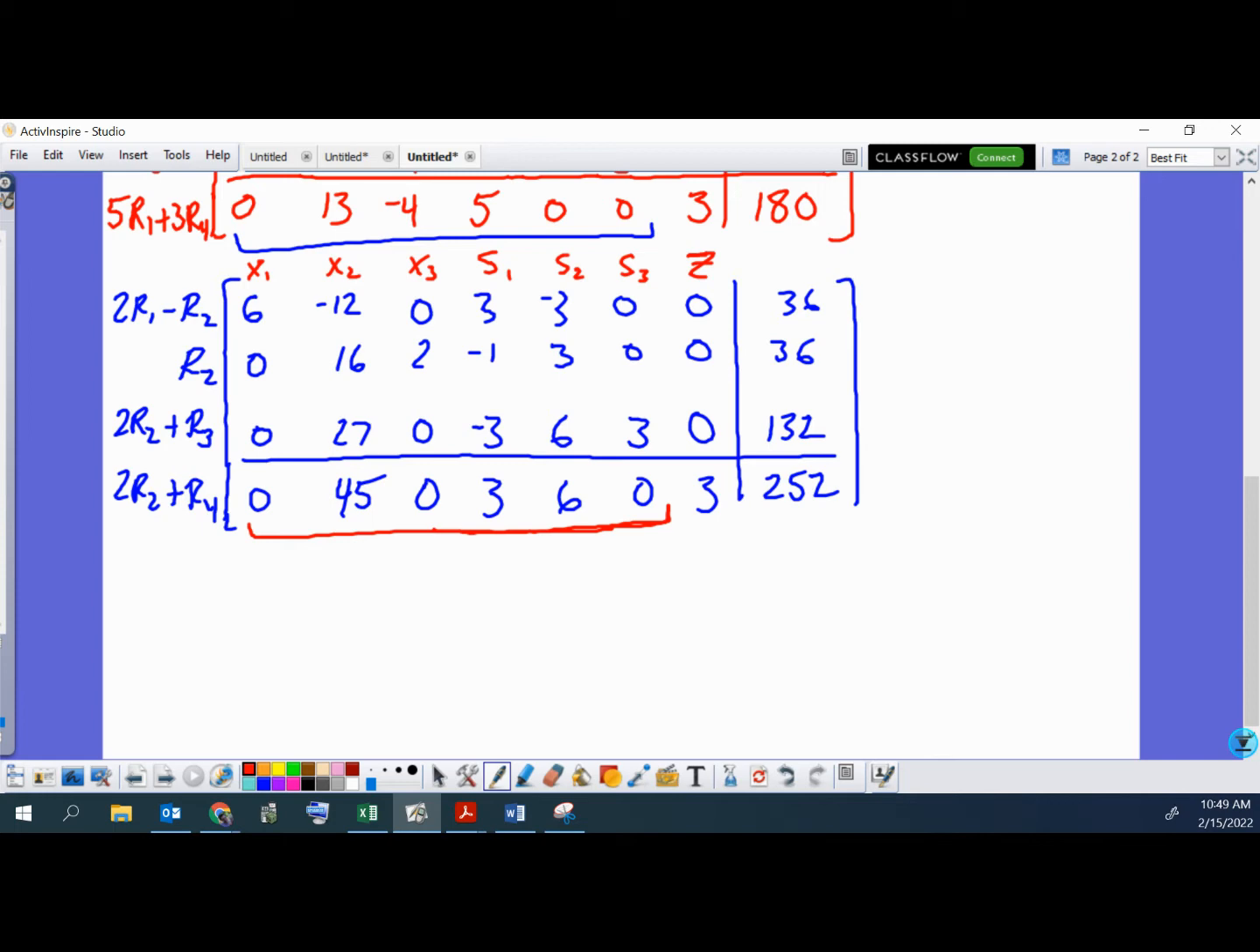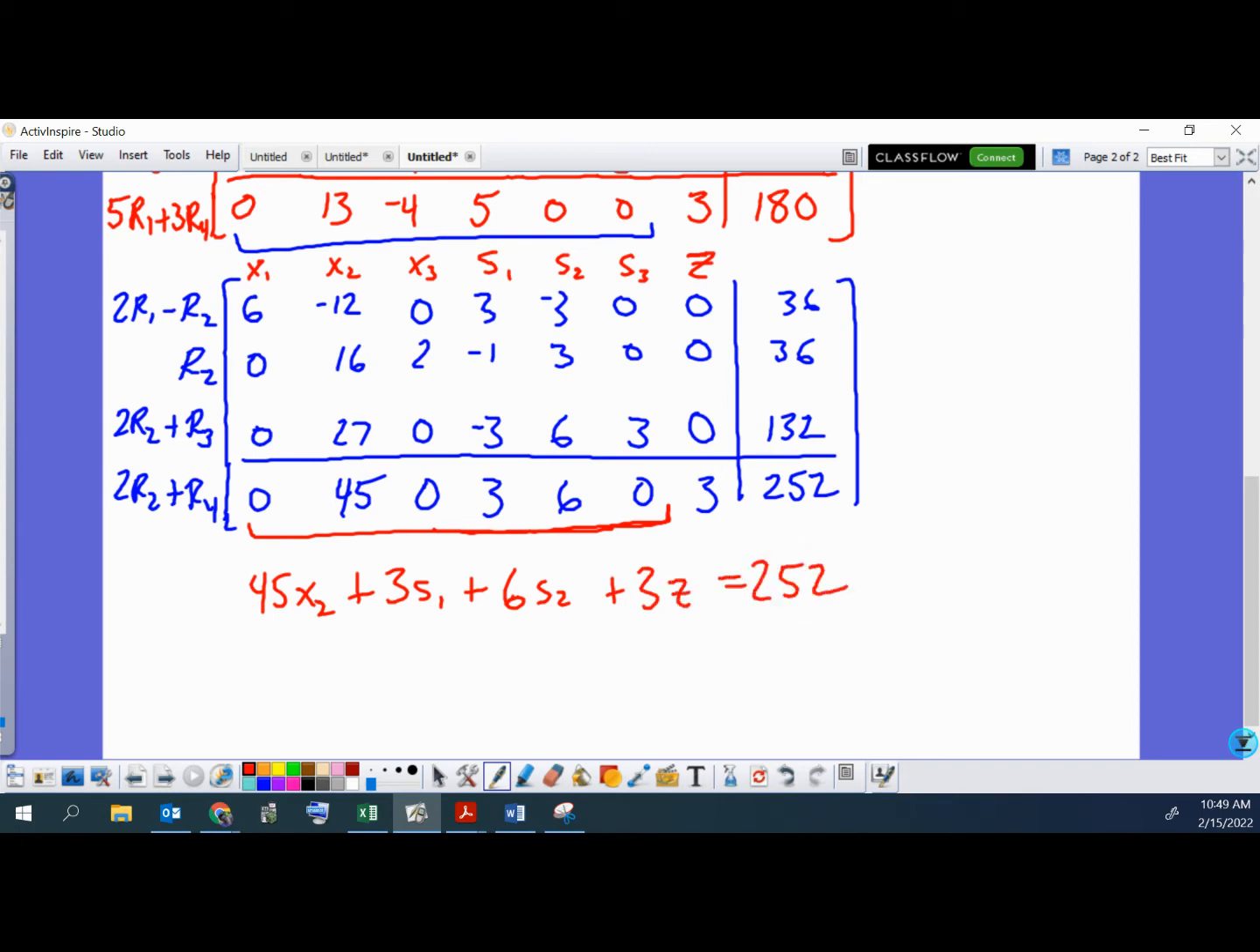We're just going to say this last row as an equation would be 0 times x1, plus 45 times x2, plus 0 times x3, plus 3 times s1, plus 6 times s2, plus 0 times s3, plus 3z equals 252.